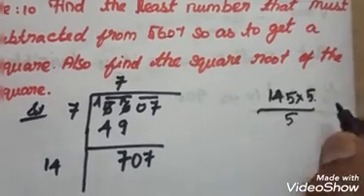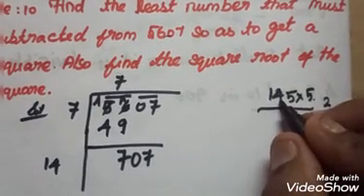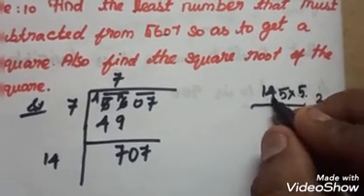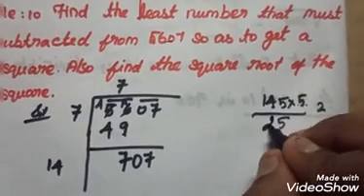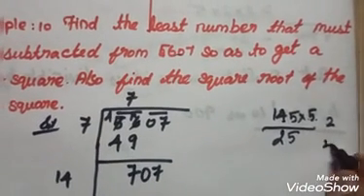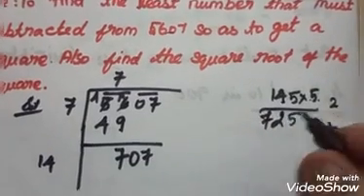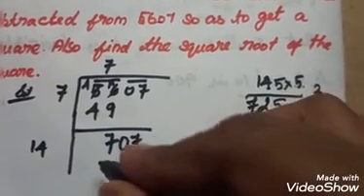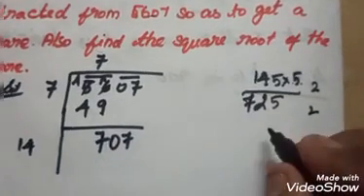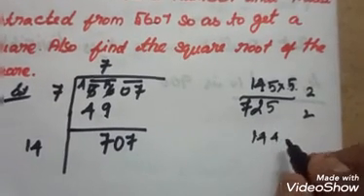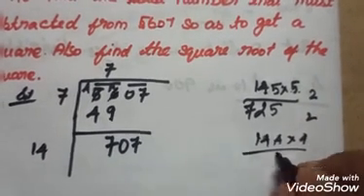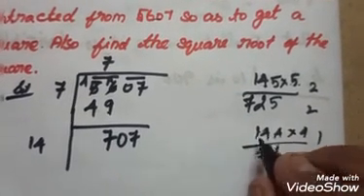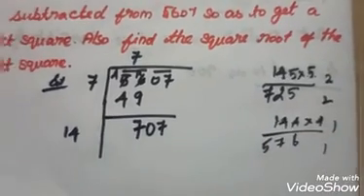5 5s are 25. Remaining 2. 5 4s are 20, 20 plus 2 is 22. 5 1s are 5, plus 1, 7. So now you see, if you take 5 it goes too high. 725 is more than 707. So now we go with 4. If you multiply with 4: 4 4s are 16. 4 4s are 16 plus 1 is 17. 4 1s are 4 plus 1 is 5. So 576.